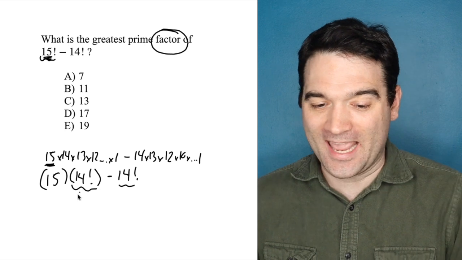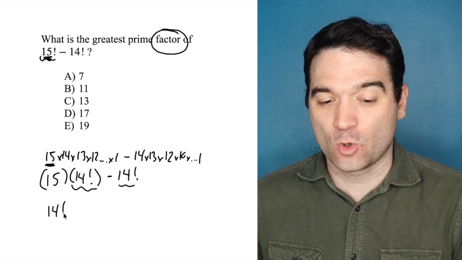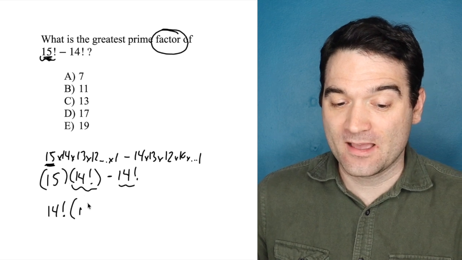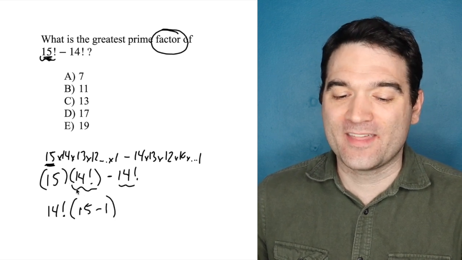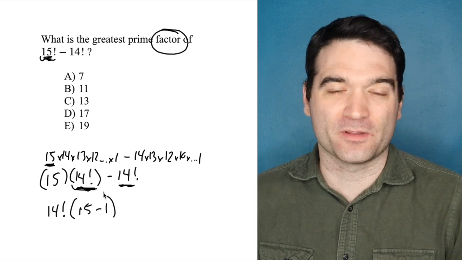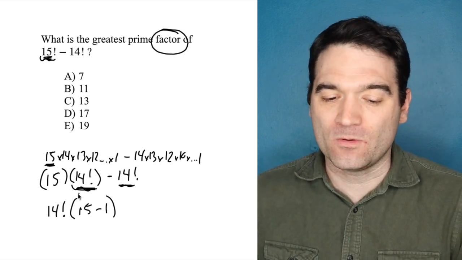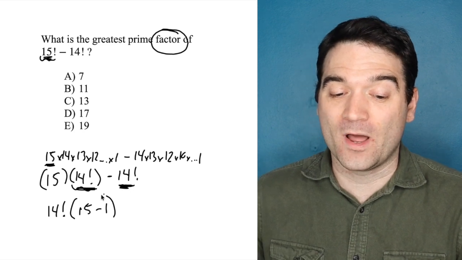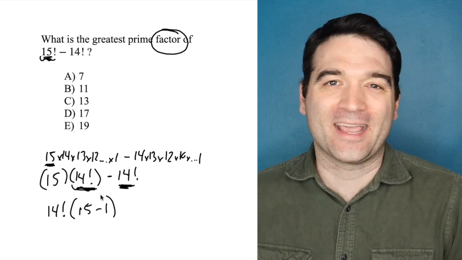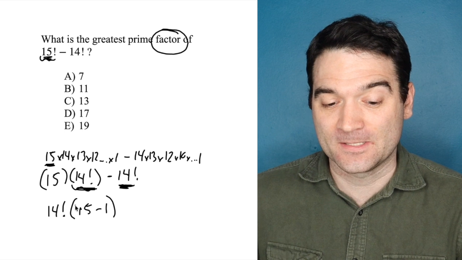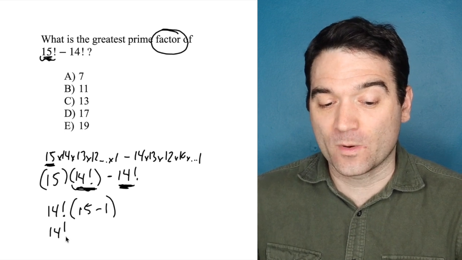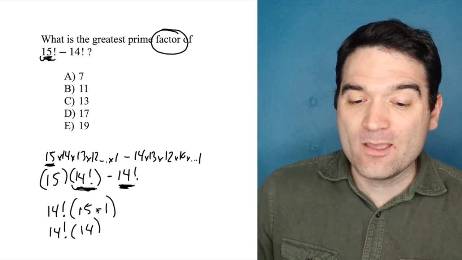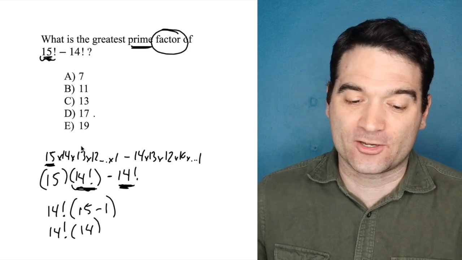And when I do that, what I get is 14 factorial times, ready for this, 15 minus 1. Think of that as like a variable, right? 14 factorial, think of that as like an x. If I factor that out, I'm left with 14 factorial times 15 minus this 1. And if you don't believe me, you can distribute that back in and see what happens. Okay, so that's 14 factorial times 15 minus 1. That's 14. And it wants to know what the greatest prime factor of this is.